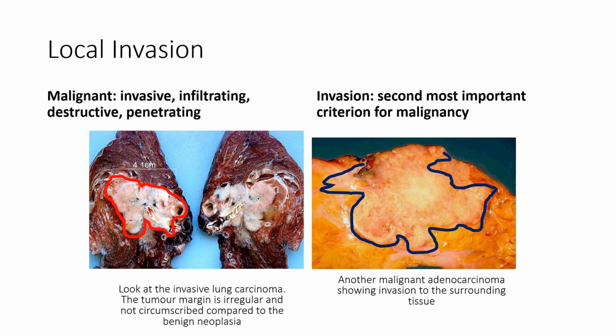Compare that to a malignant tumor, which usually shows some local invasion. The benign tumor just now grows in an expansile manner, but a malignant tumor will invade into the surrounding tissue. There will not be any capsule separating them from the surrounding tissue. So invasion is the second most important criterion for malignancy.